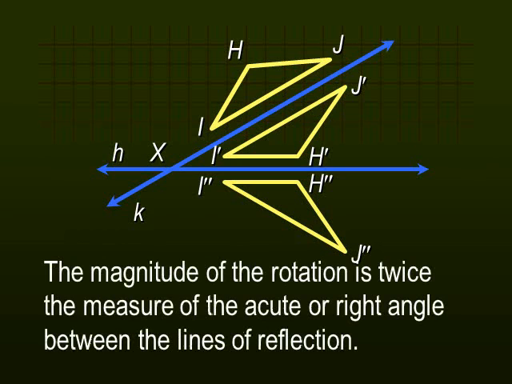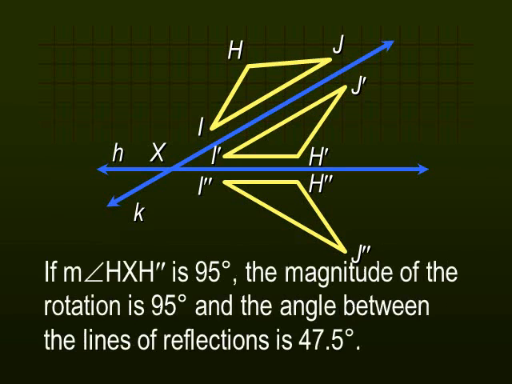Now the magnitude of the rotation is twice the measure of the acute or right angle between the lines of reflection. So if we needed to know that angle, then that was how much it rotated. So for example, if the measure of HX and H double prime was 95 degrees, then the magnitude of the rotation is 95 degrees. The angle between the lines of reflection is only 47.5 degrees. So it's easy there, you just double it.